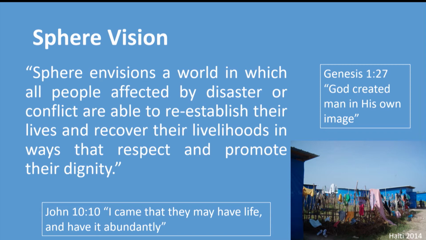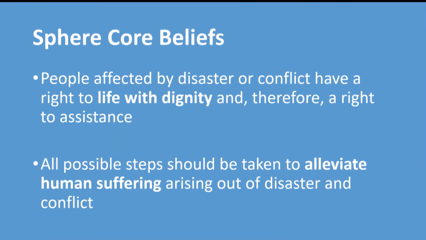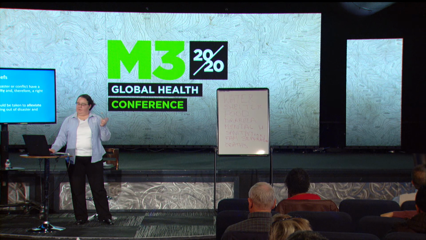This is the Sphere Vision: a world in which all people affected by disaster or conflict are able to reestablish their lives and recover their livelihoods in ways that respect and promote their dignity. So again, how do we provide relief and aid and assistance and respect and promote dignity at the same time? Sphere core beliefs are that people affected have a right to life with dignity, and all possible steps should be taken to alleviate human suffering. So sometimes they seem mutually exclusive, or they don't seem to go together.